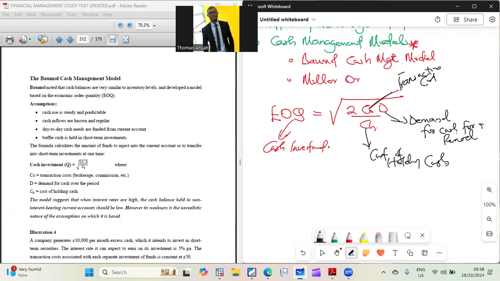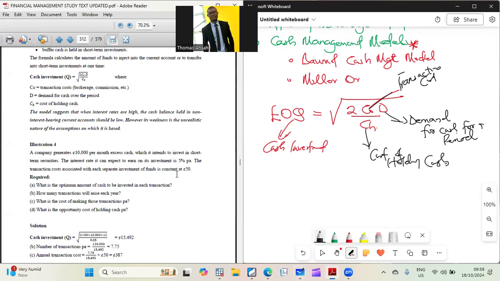Now, if you are holding cash, the cost is the opportunity cost of not using the cash. What you would have used the cash for to get you a benefit, you are not using it for. But when interest rates are high, the model says that the cash balance in your non-interest-bearing account should be low. But in reality, nobody does that. People still keep money when interest rates are high. What it is trying to say is that if interest rates are high, the cost of capital is going to be high, so why don't you use your money to invest and get more return? So you're saying that your cash investment is a function of all these variables.